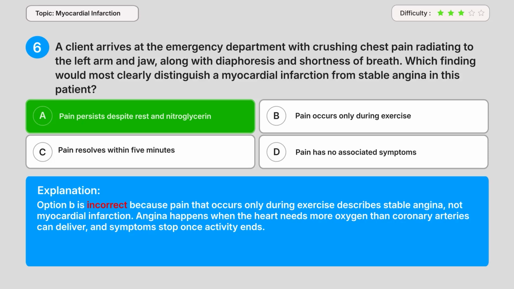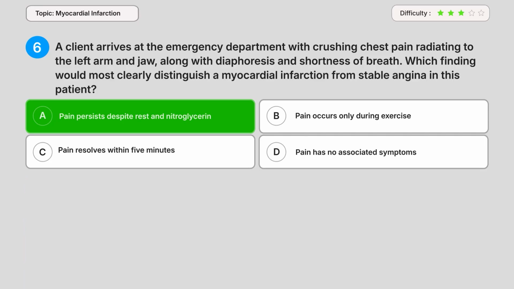Option B is incorrect because pain that occurs only during exercise describes stable angina, not myocardial infarction. Angina happens when the heart needs more oxygen than coronary arteries can deliver, and symptoms stop once activity ends.